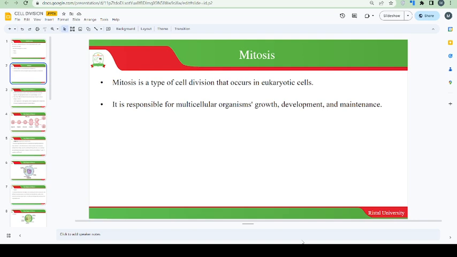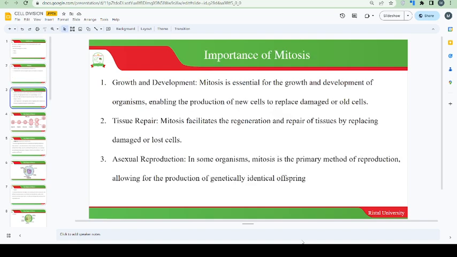Let's look at cell division by the type of mitosis. Mitosis is a type of cell division that occurs in eukaryotic cells, and it is responsible for multicellular organisms' growth, development, and maintenance. Let's look at the importance of mitosis.